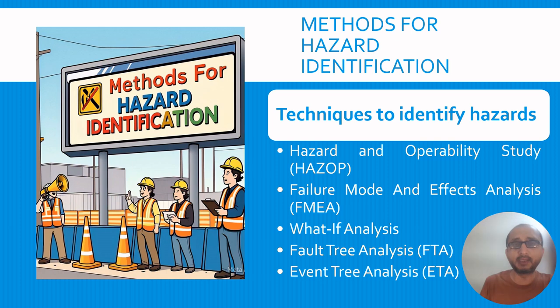Then there is what-if analysis, a brainstorming technique in which experts sit together, discuss the idea about the system or process, and then try to identify potential hazards. Then there is fault tree analysis, basically a top-down technique to identify the root causes. Then event tree analysis, in which experts sit together and identify the sequence of events that may lead to the hazardous event. So these are some techniques we can use for hazard identification.